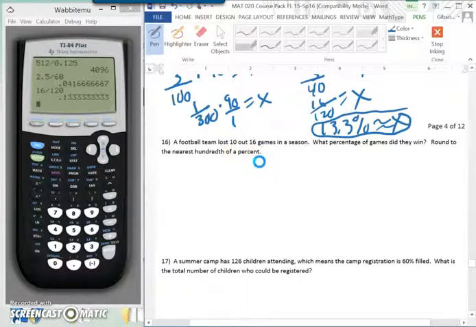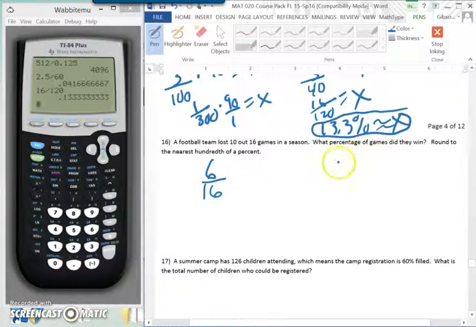Now, this is what we would have to do. First of all, they lost 10 of 16 games. They only played 16 games. So that means they only won 6 games. 6 games out of 16. So if they lost 10, then that means they only won 6.